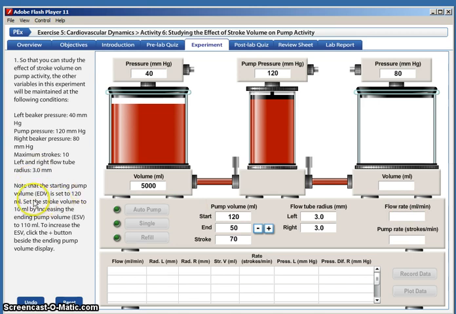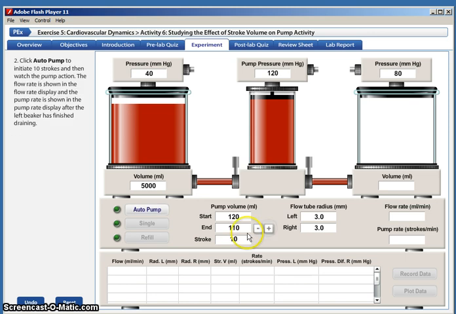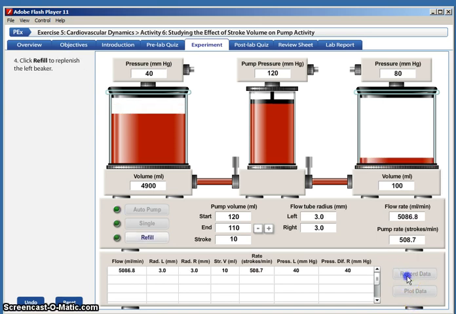Now, note that the starting pump volume, EDV, so that's how much we have returned, is set to 120. Set the stroke volume to 10, so this one goes down to 10, by increasing the end pump volume, or ESV. If we see how those change, I said they're not going to change together. So there we go. Now click auto pump, and record that data.